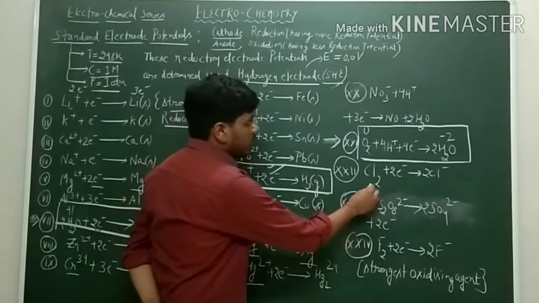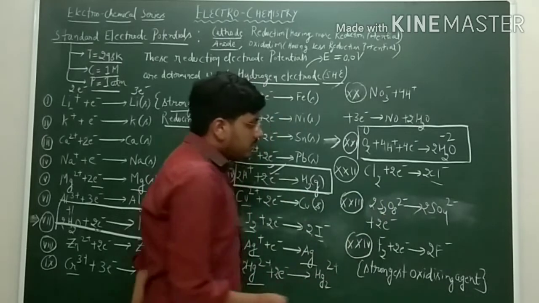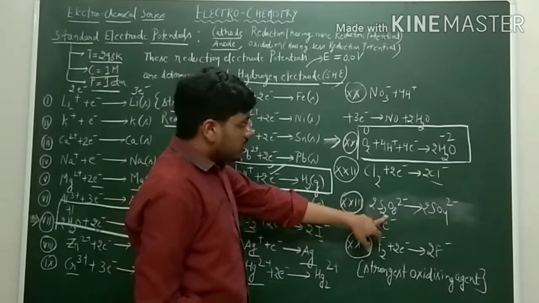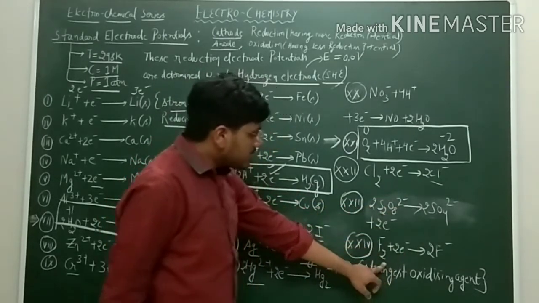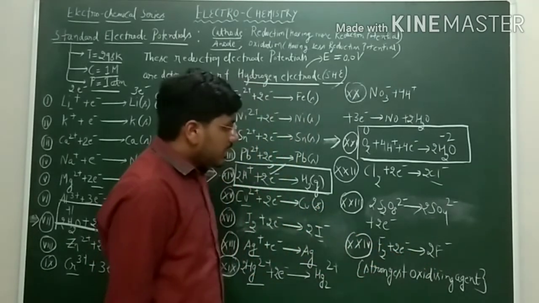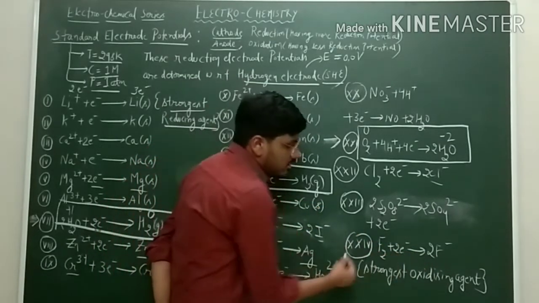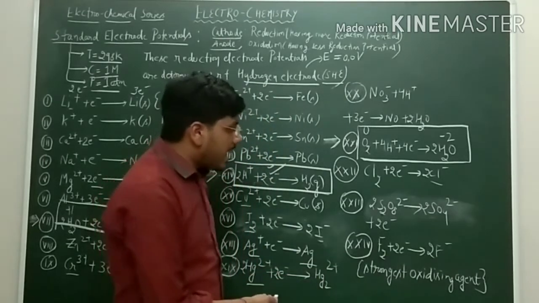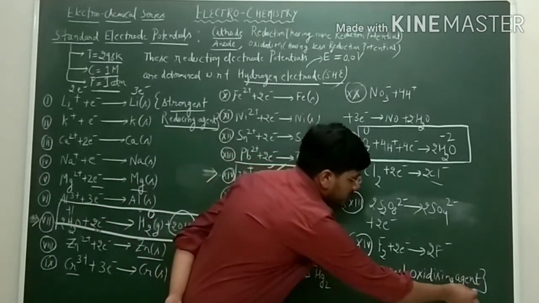Then there is chlorine, which on reduction forms chloride ion. Then the sulfate ion. Last is fluorine, which forms fluoride ion, and it has the maximum tendency to gain electrons, so it acts as a strong oxidizing agent.